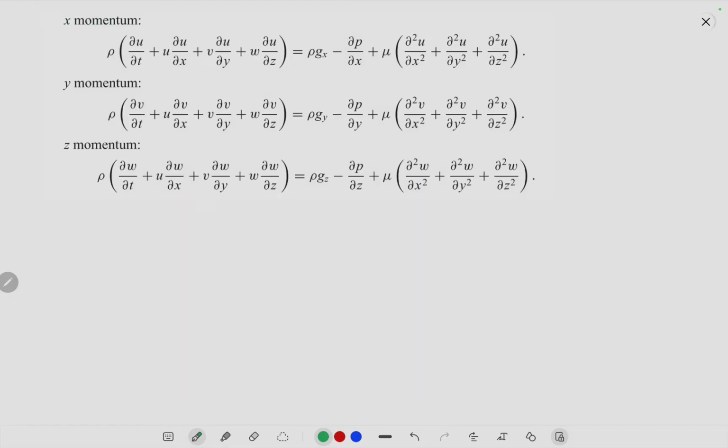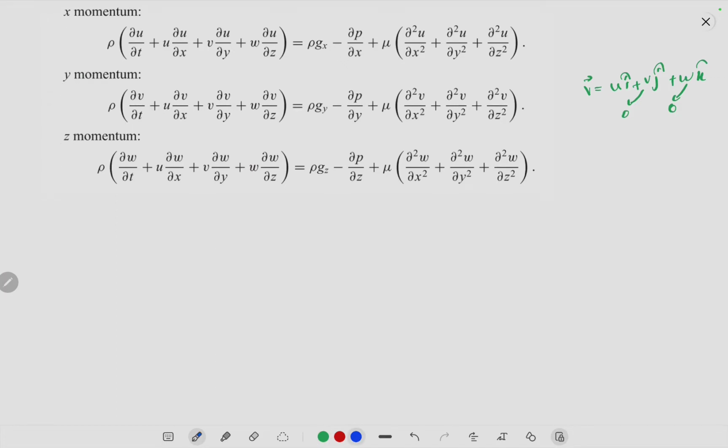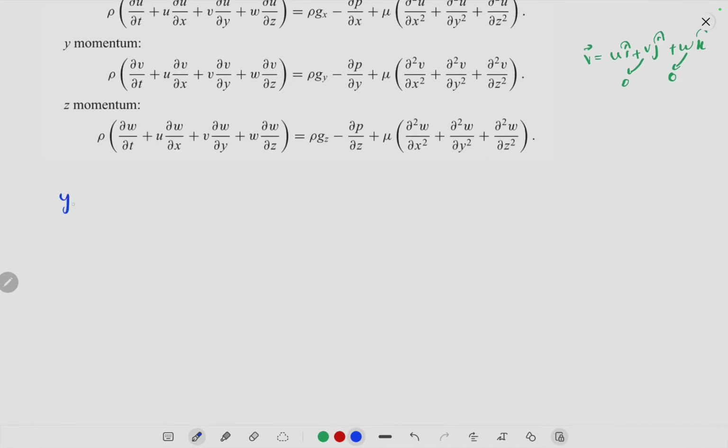So these are my x, y and z momentum equations in the Cartesian coordinates. Now, if your v vector is given as u i hat plus v j hat plus w k hat, then I know that this v and this w are 0. And we can see that in this equation and this equation mostly v and w are there. So let's first solve the y momentum and the z momentum equations. Okay, so let me first write the y momentum equation.